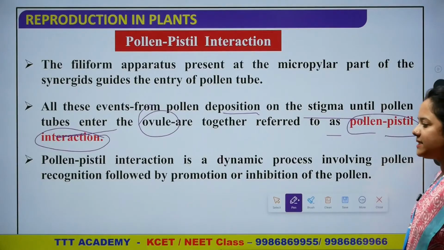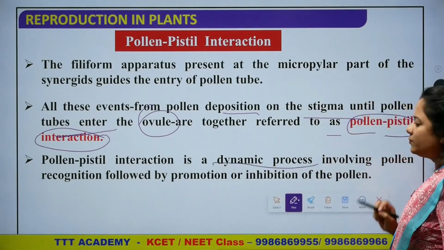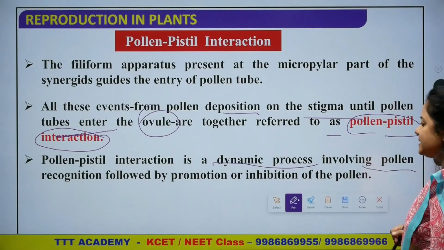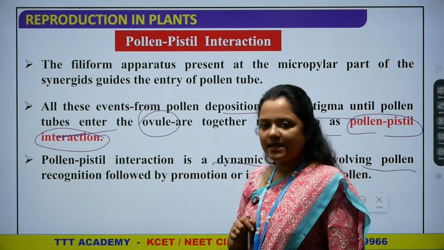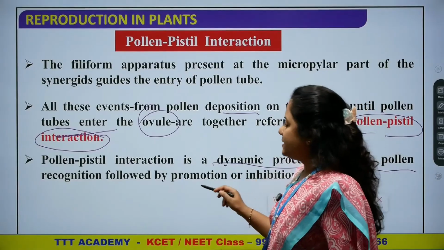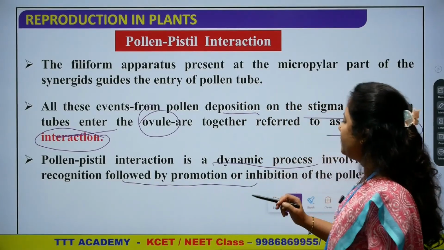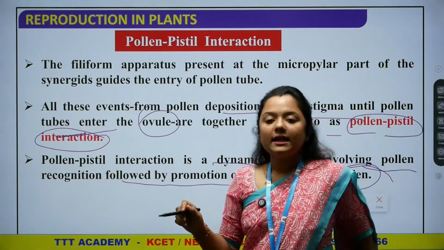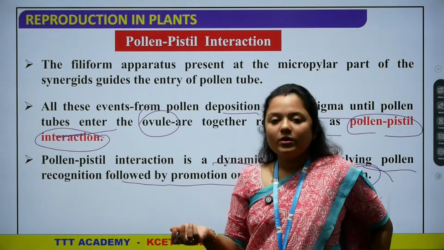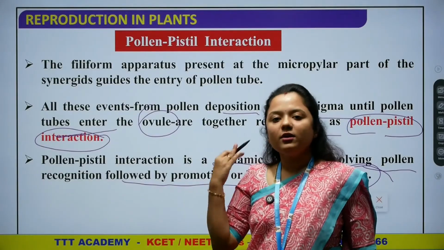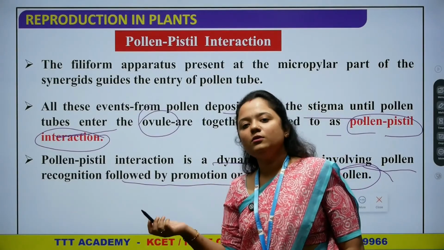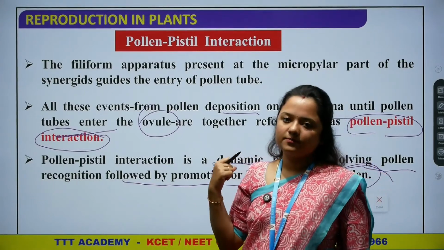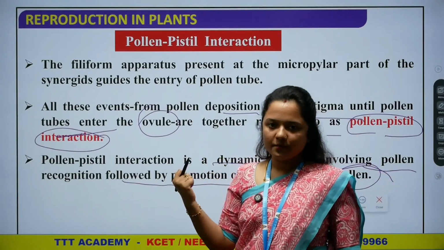Okay, so this is an interesting process which is taking place between the pistil and pollen, that is followed by promoting or inhibiting of the pollen. Now, promoting or inhibiting, allowing or not allowing the pollen to germinate is in the hands of the stigma. Now, stigma is the boss over here, right?